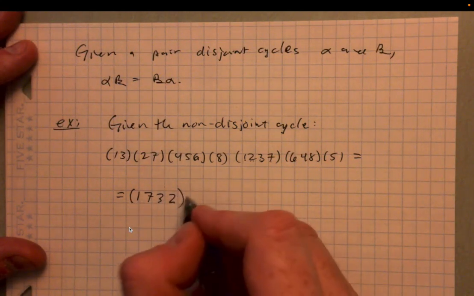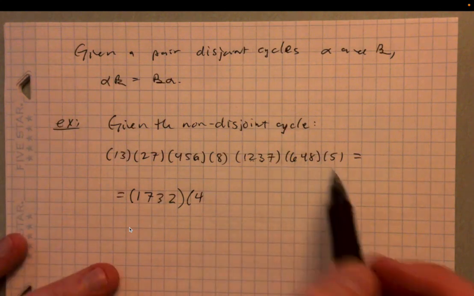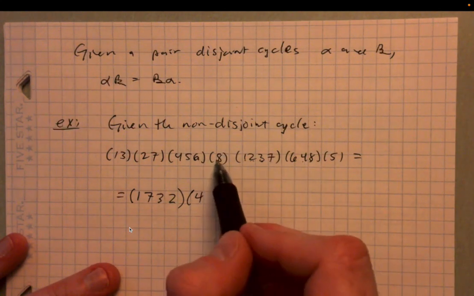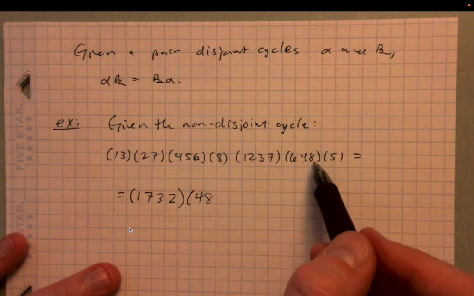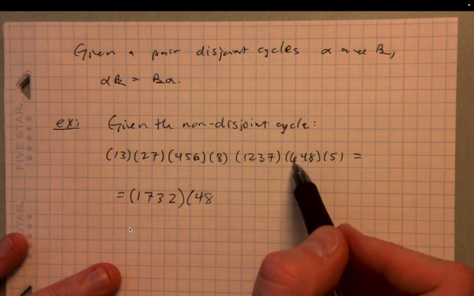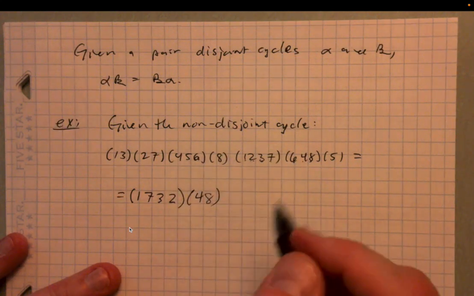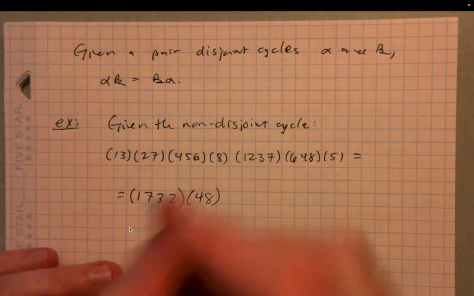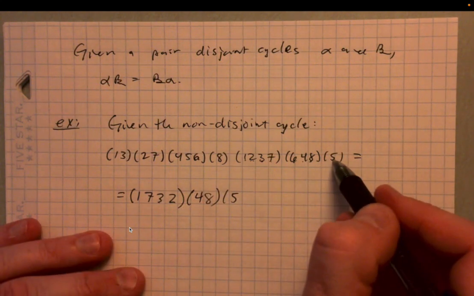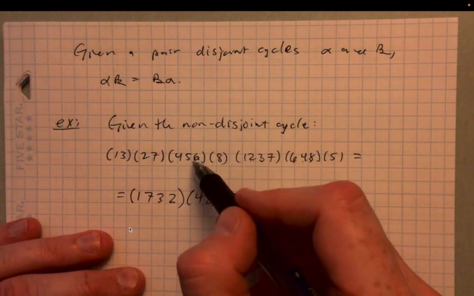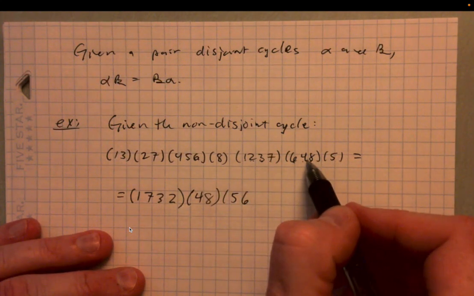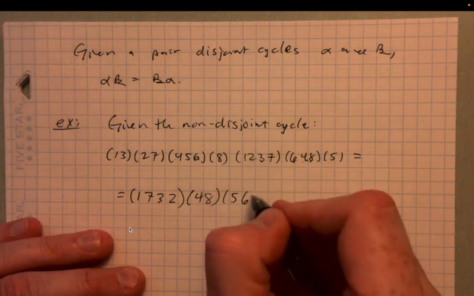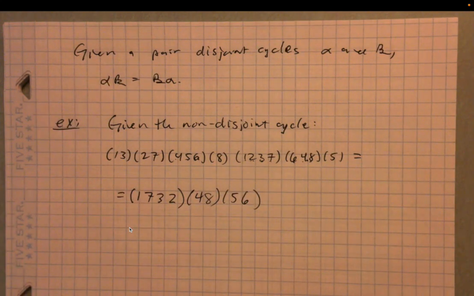So 1, 2, 3, let's put on the 4 next. All right, what happens with 4? 4 goes to 8, 8 is fixed. And then what happens with 8? 8 goes to 6, and 6 goes to 4. So that cycle closes there. And then how about 5? 5 is fixed here, and then 5 goes to 6. And then 6 goes to 4, and 4 goes to 5, so it closes. Okay, so 1, 7, 3, 2, 4, 8, 5, 6.